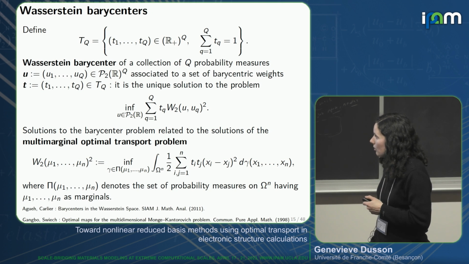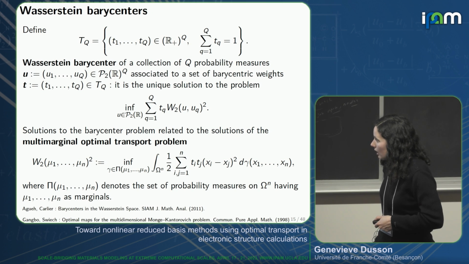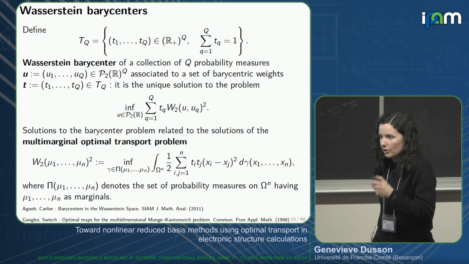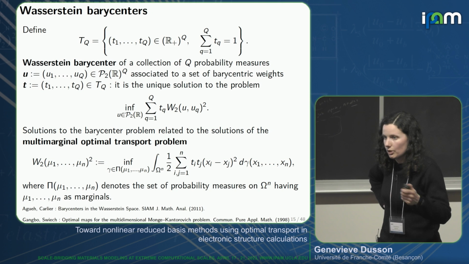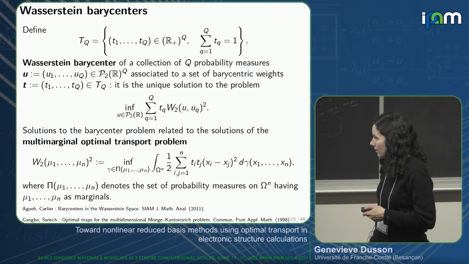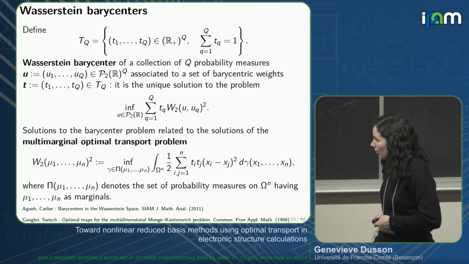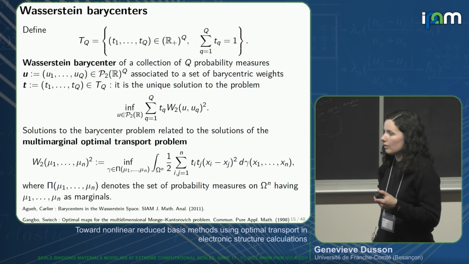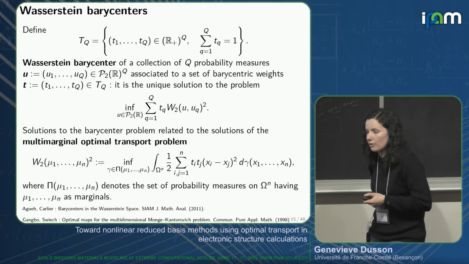And in practice, to find this barycenter, one solves this complicated problem called the multi-marginal optimal transport problem, which is a generalization of the problem you solve to compute the Wasserstein distance, and involves a multidimensional transport plan here, which depends on the Q different probability measures that you consider.